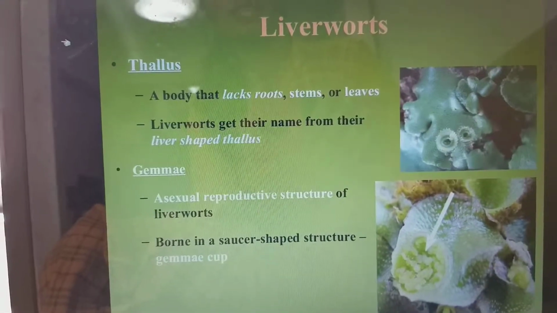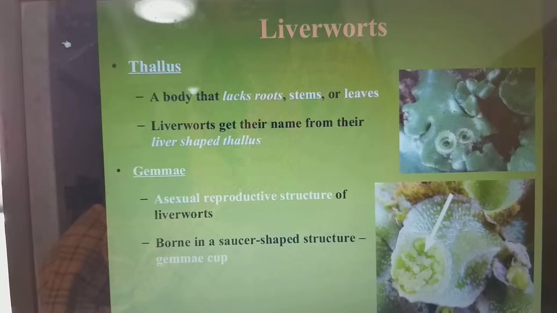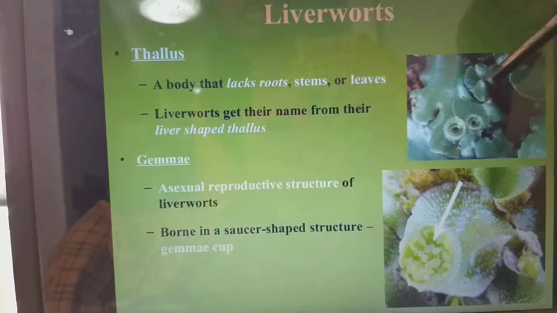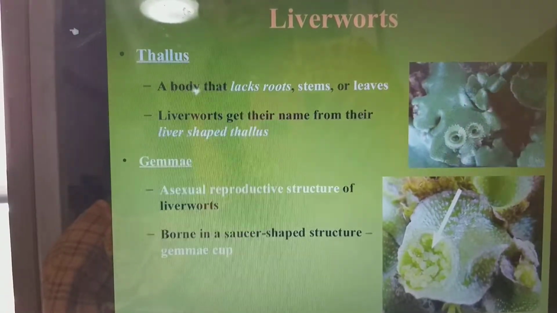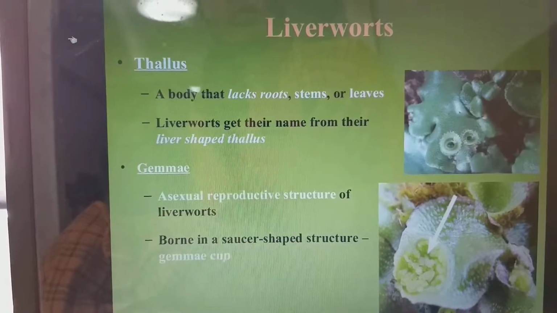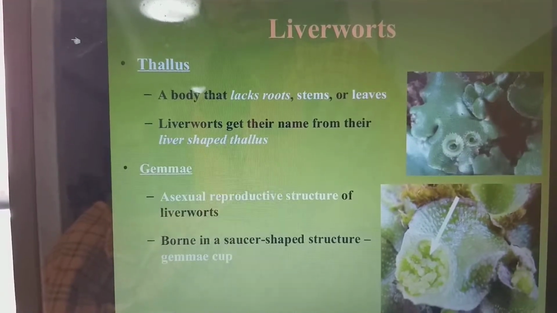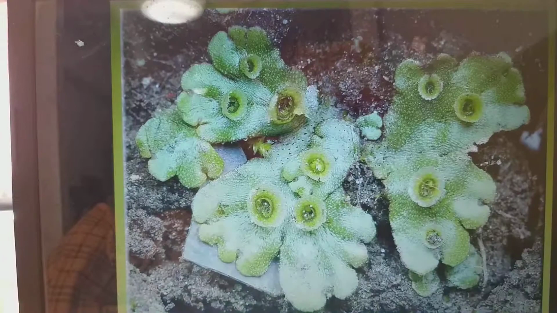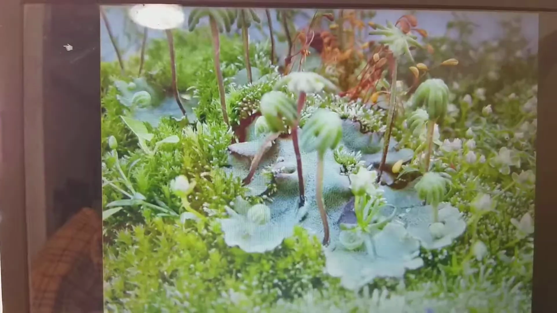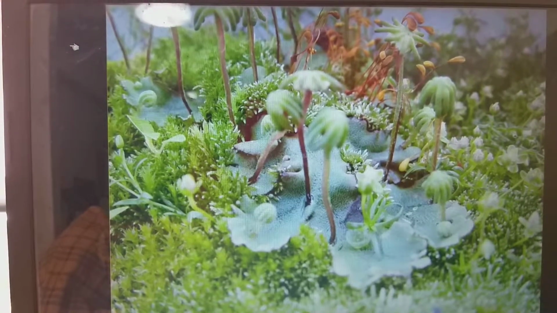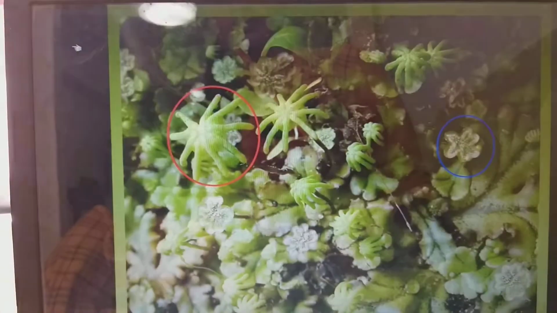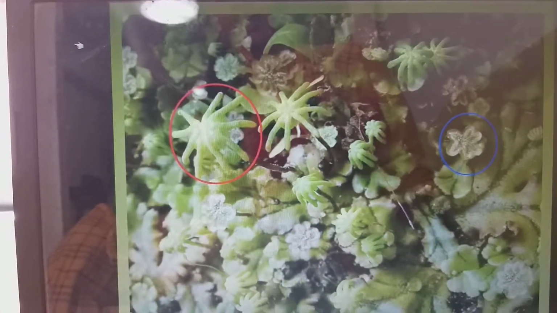Liverworts. Thallus, a body that lacks roots, stems or leaves. Liverworts get their name from the liver-shaped thallus. So we have the liver-shaped thallus. Gemmae are the asexual reproductive structures of liverworts, borne in saucer-shaped structures called gemma cups. So these are the gemma cups, saucer-shaped structures. This plant is Marchantia polymorpha. It is a kind of liverwort.